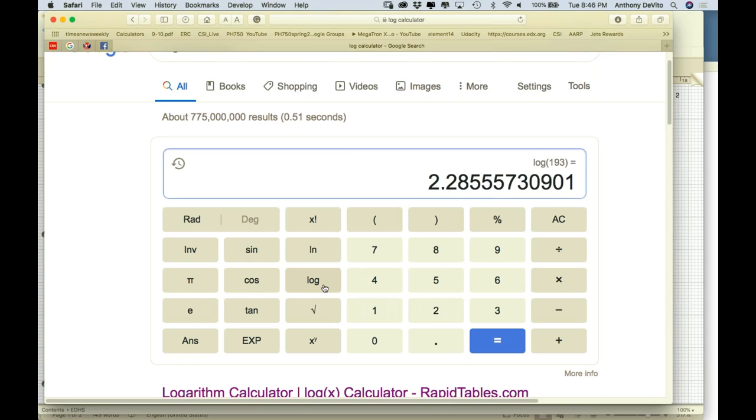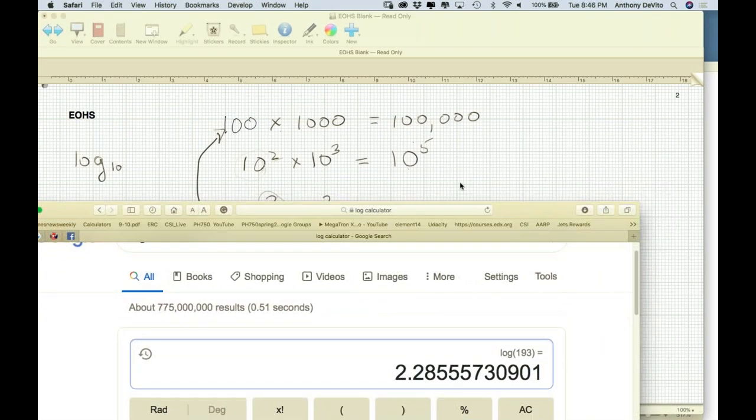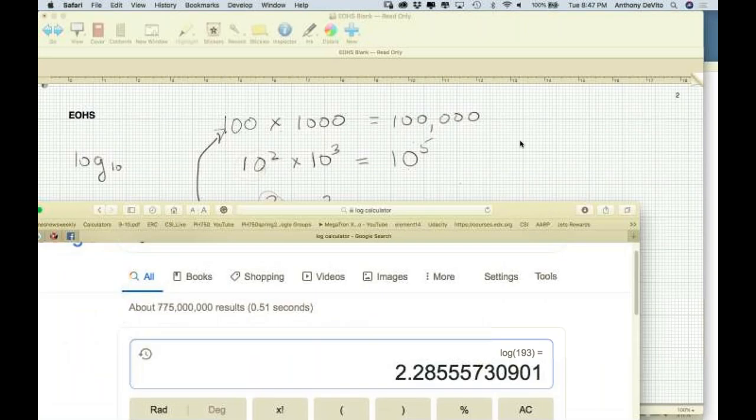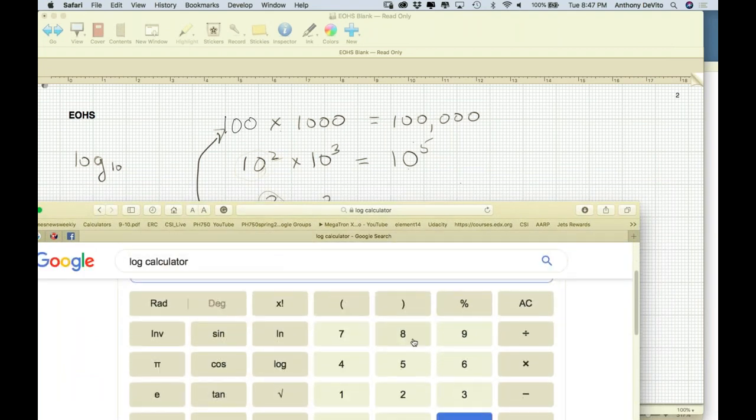193 is between 10 to the 2 and 10 to the 3, and the logarithm is 2.285. That's the exponent you have to raise 10 to in order to get 193. 10 to the 2.285 is the same thing as 193. So I'm going to do the same thing for 1,112. What is the logarithm for 1,112? Okay, so let me clear this.